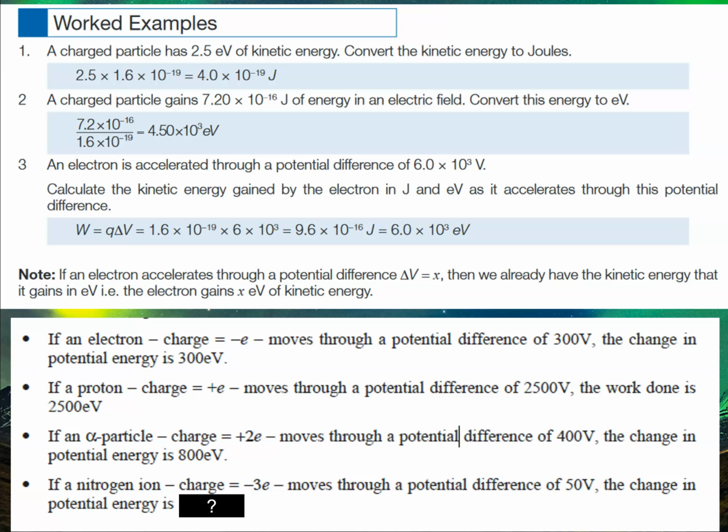Last case, exactly the same. I've got a negative 3, a nitrogen ion, so it's a negative 3e charge times by 50. My final charge is 150 electron volts.